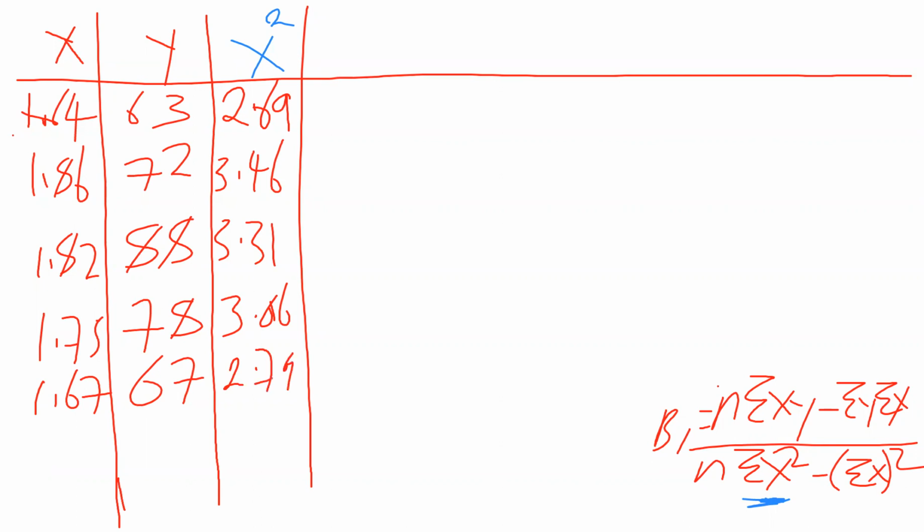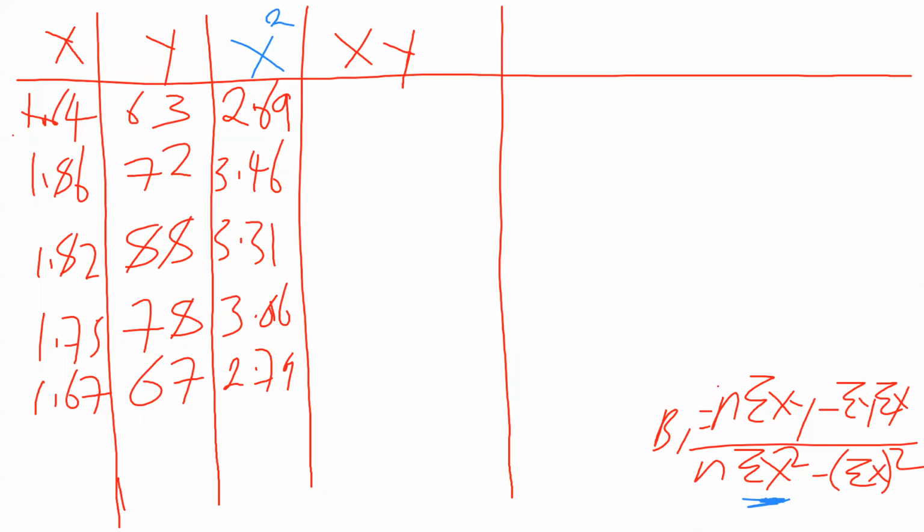Okay. Then from here, what do you need from our formula? We can easily find the summation of x, summation of y, summation of x squared. We need the summation of xy, isn't it? So we need the column for xy. Is that clear? What xy means is that you multiply the x variable times the y variable, the independent times the dependent variable.